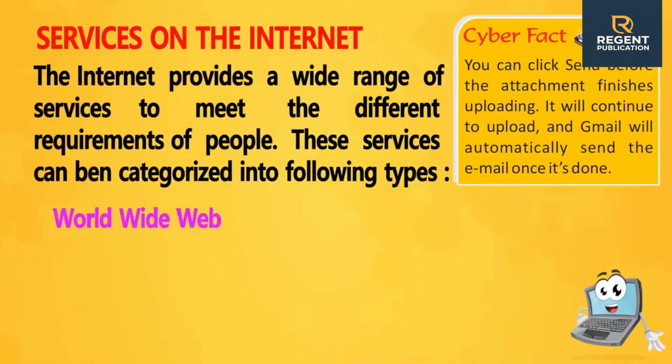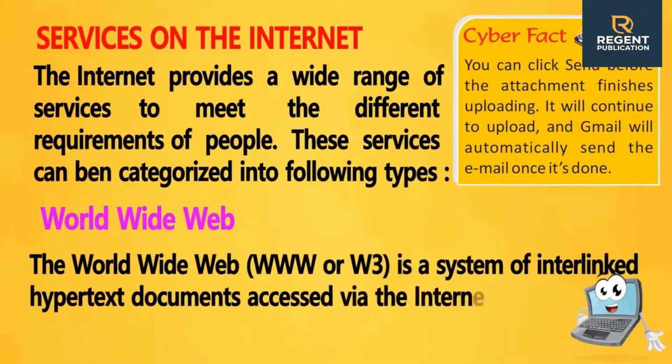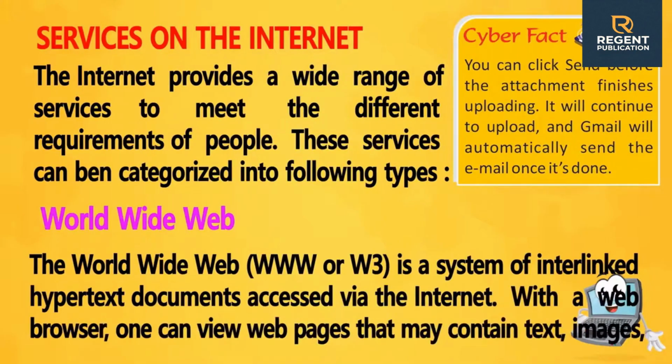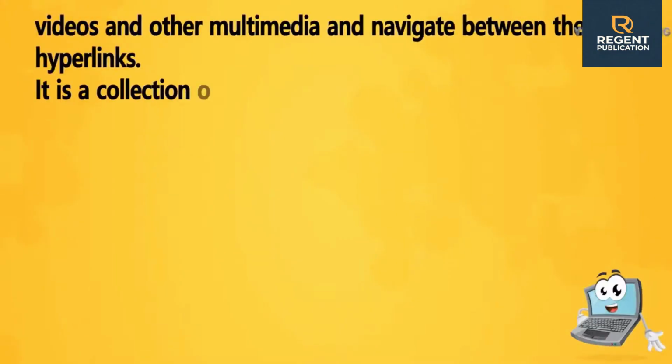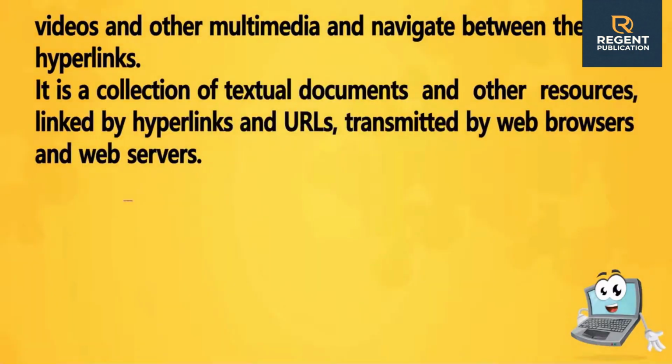World Wide Web. The World Wide Web, WWW or W3, is a system of interlinked hypertext documents accessed via the Internet. With a web browser, one can view web pages that may contain text, images, videos, and other multimedia and navigate between them via hyperlinks. It is a collection of textual documents and other resources linked by hyperlinks and URLs transmitted by web browsers and web servers.